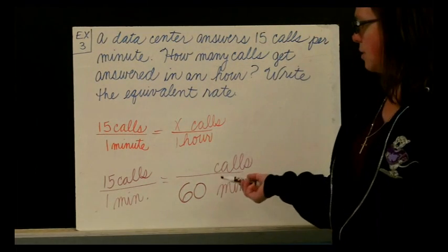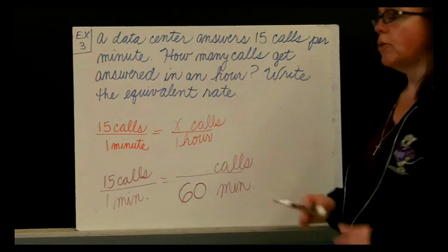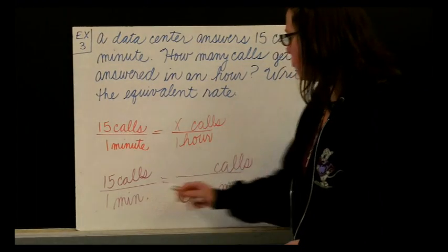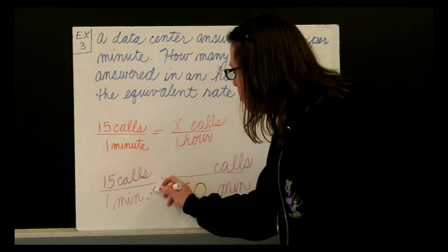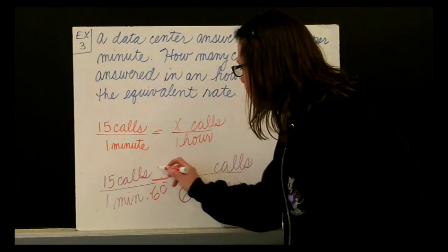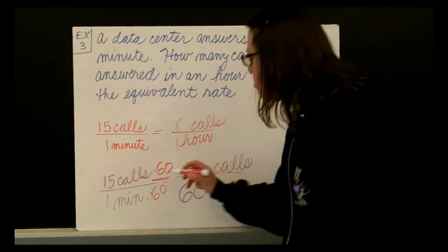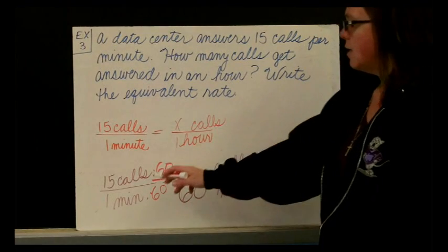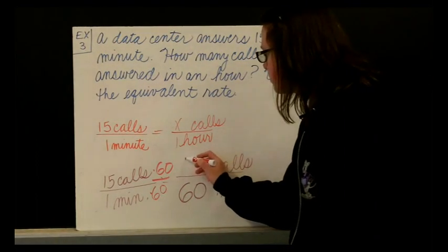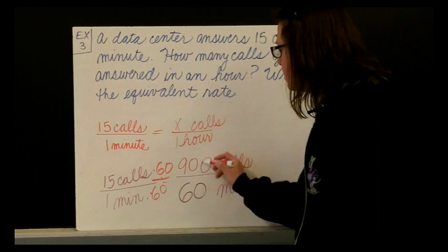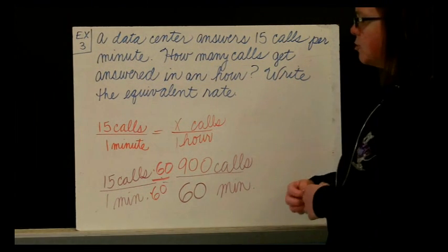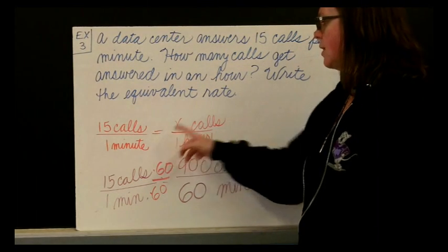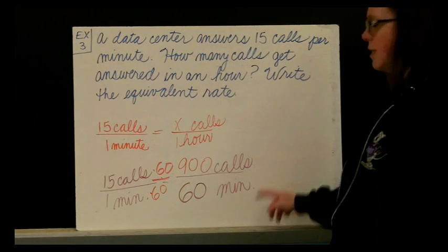Now that we have our denominator, we can go ahead and write our equivalent rate. To move from 1 to 60, you have to multiply the 1 by 60, which means you need to multiply your numerator by 60. 15 times 60 is 900 calls. So for this data center, which answers 15 calls in 1 minute, they answer 900 calls in 60 minutes.